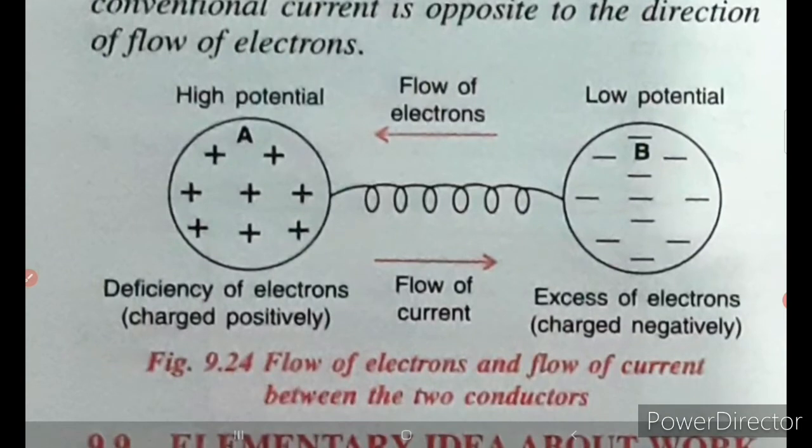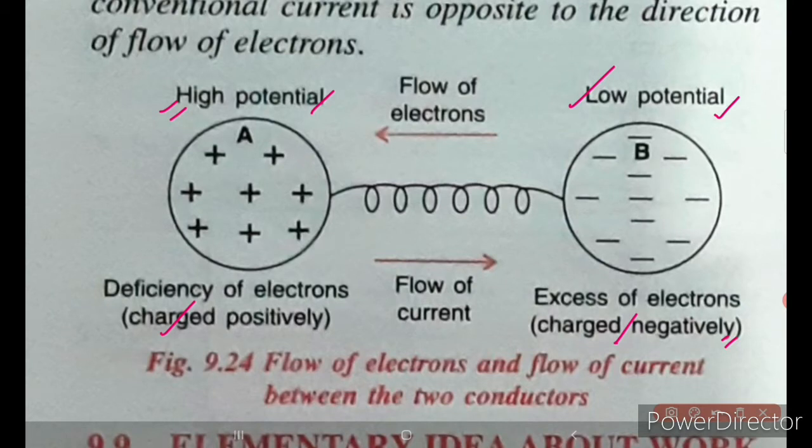So what we can understand is that a positively charged body is considered to be at a higher potential, and the body which is charged negatively is at a lower potential. So the flow of electrons should be from the lower potential to the higher potential, but the flow of current should be from a positively charged body, that is higher potential, to the negatively charged body, which is lower potential. I hope you have understood this, although we have discussed this in our previous videos also.